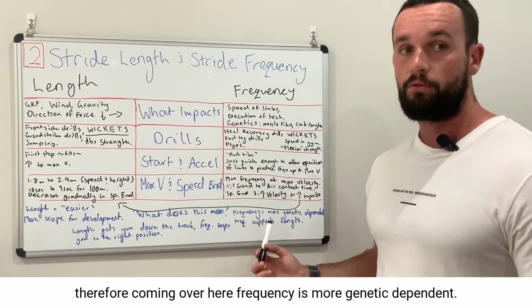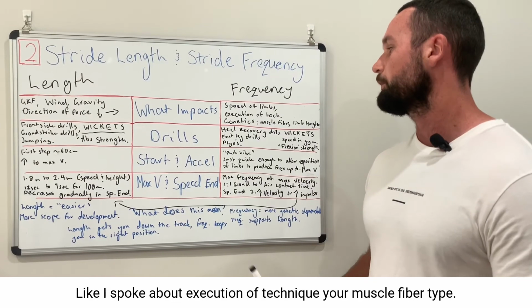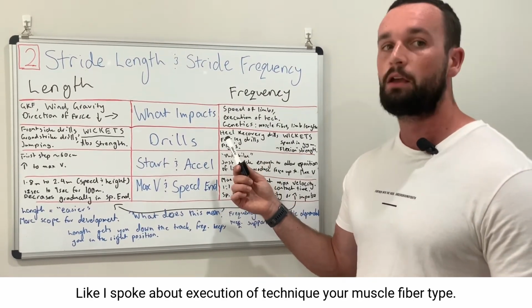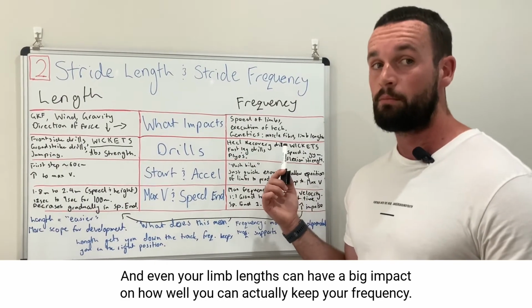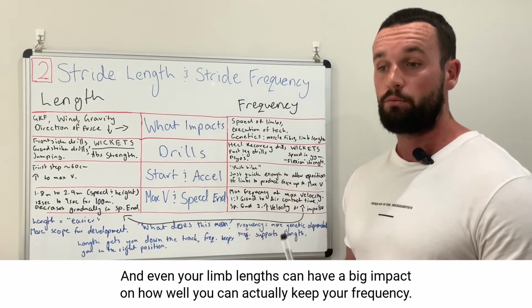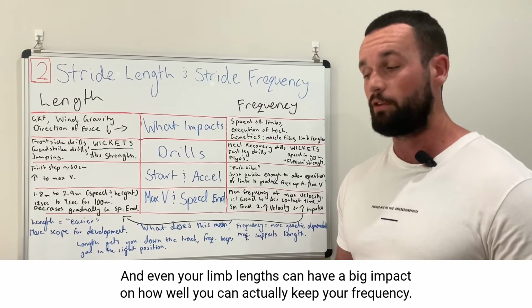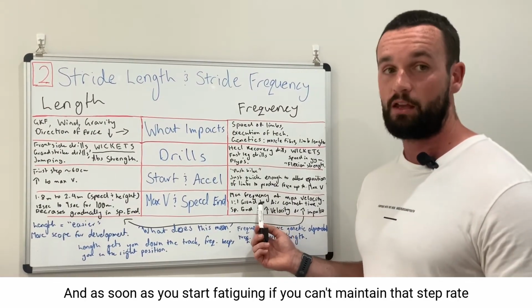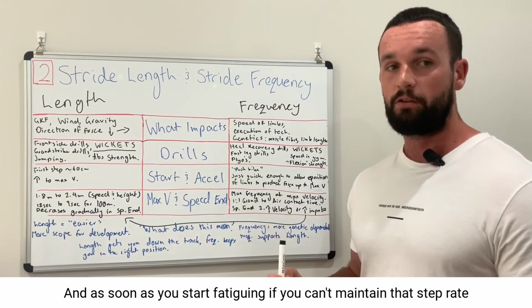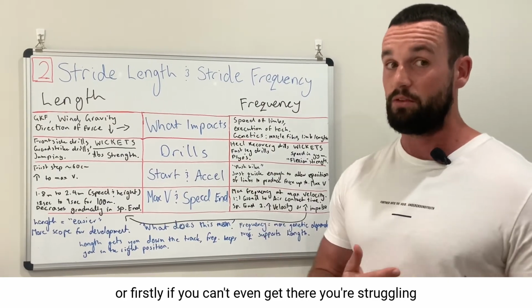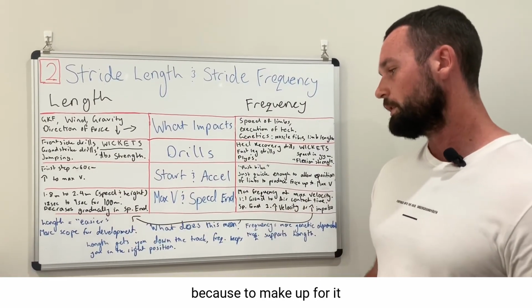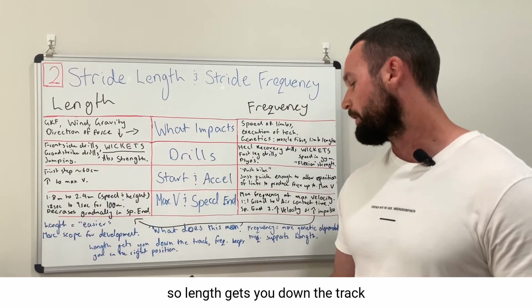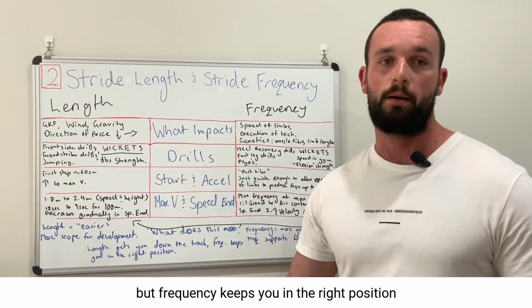Therefore, coming over here, frequency is more genetic dependent, like I spoke about. Execution of technique, your muscle fiber type, and even your limb lengths can have a big impact on how well you can actually keep your frequency. And as soon as you start fatiguing, if you can't maintain that step rate, or firstly, if you can't even get there, your stride length has to make up for it. So length gets you down the track, but frequency keeps you in the right position.